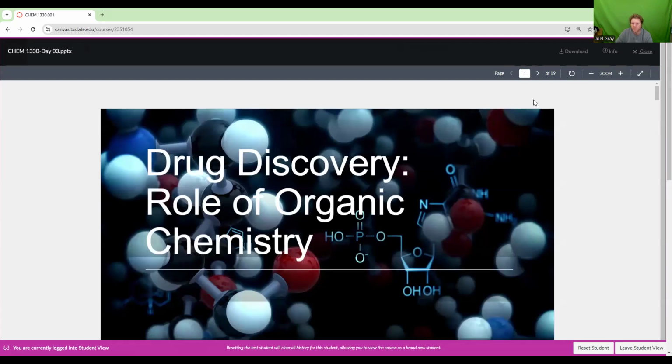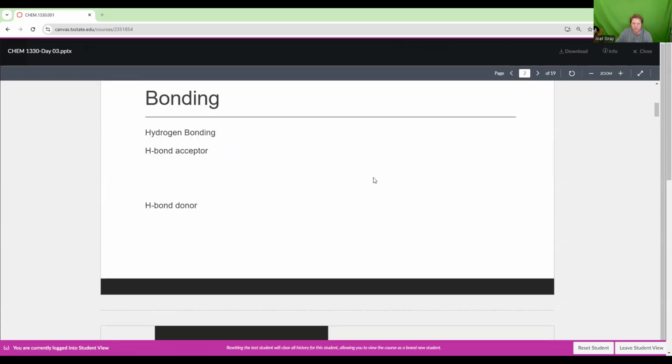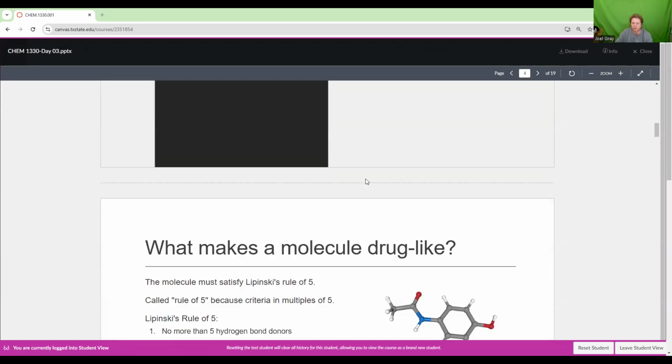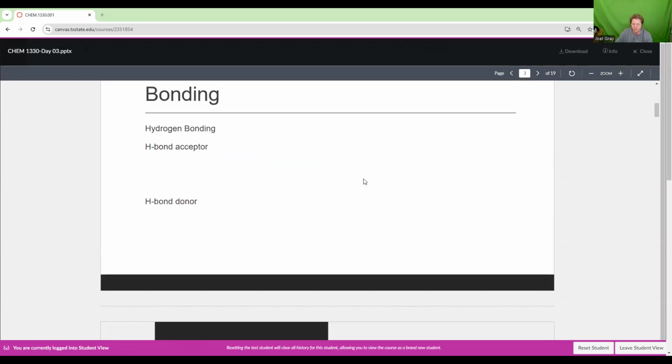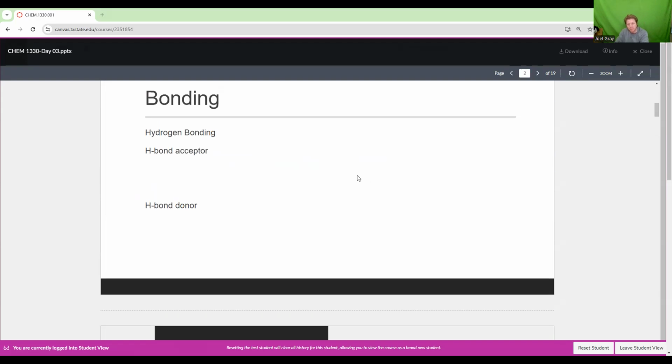In addition to that, we talked about organic chemistry. We talked about hydrogen bonding. What is needed for hydrogen bonding? What is a hydrogen bond acceptor? What's a hydrogen bond donor?